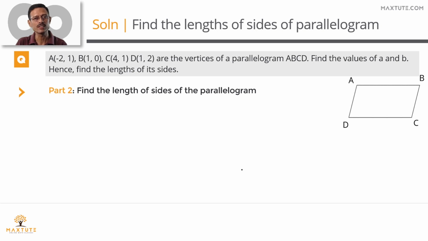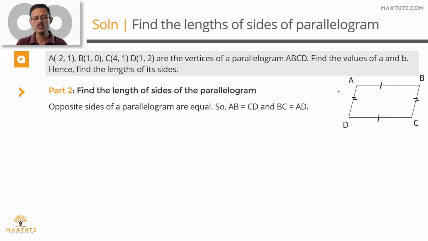Part 2 is finding out the lengths of the sides of the parallelogram. In a parallelogram, opposite sides are equal. So AB will be the same as CD and BC will be the same as AD. Let's find out the length of the line segment AB.